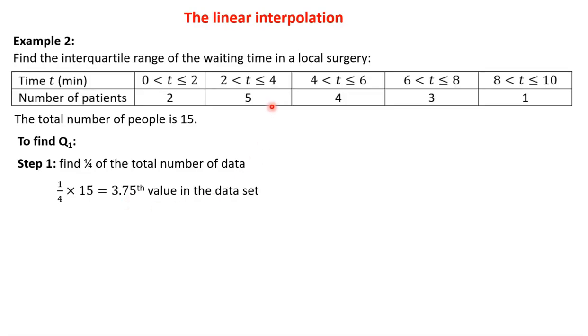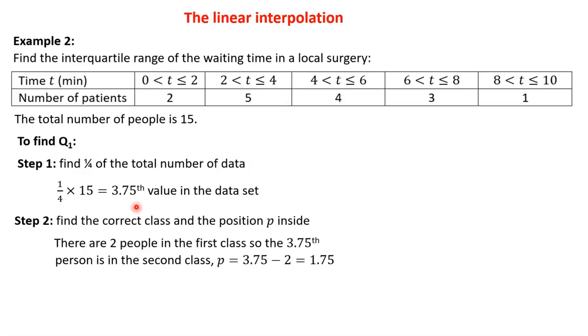So we need to find where in this data is 3.75 value. In the second step, we need to find the class and the position inside of the class, because we are looking for the 3.75th person. And there are 2 people in the first class. The 3.75th must be in the second class. So to find the position inside of the class, we always take away all the previous people. So if we do 3.75, take away 2, because in the first class there were 2 people, it's 1.75th person in the second class, and we call this the position P.